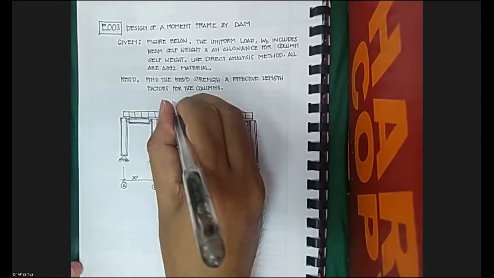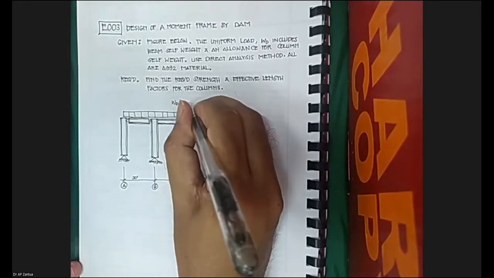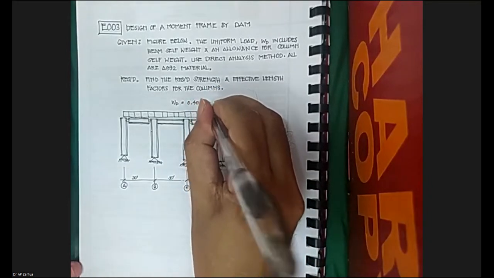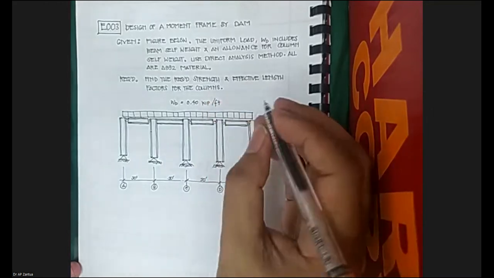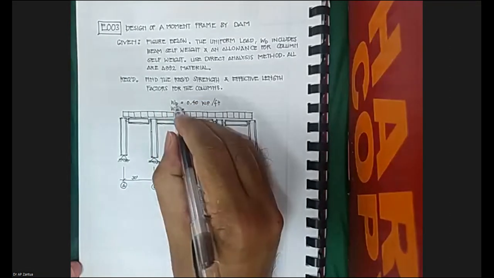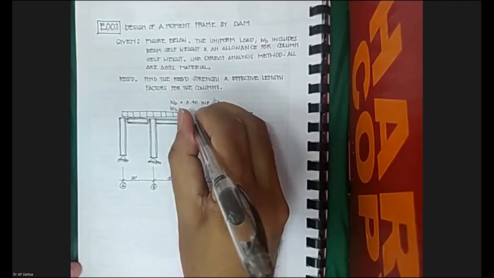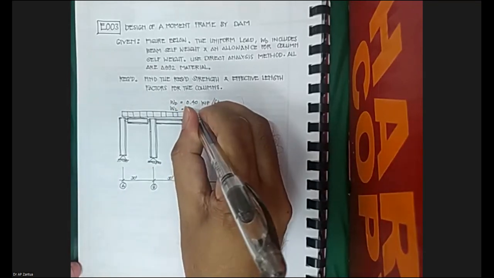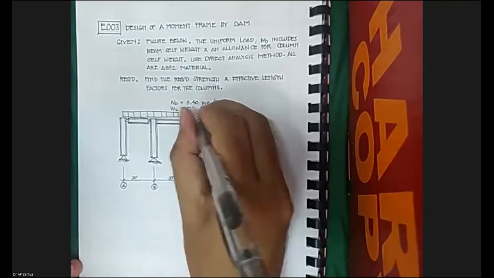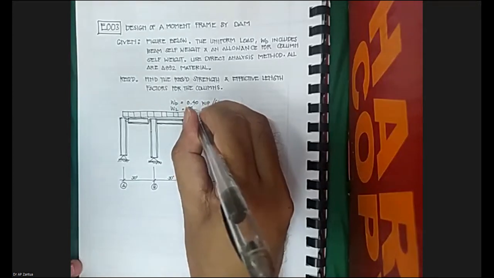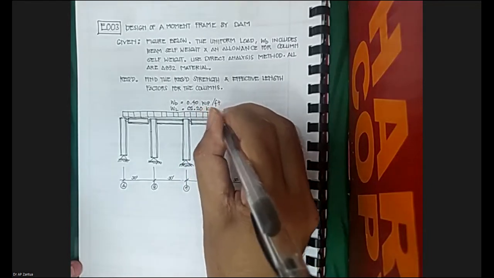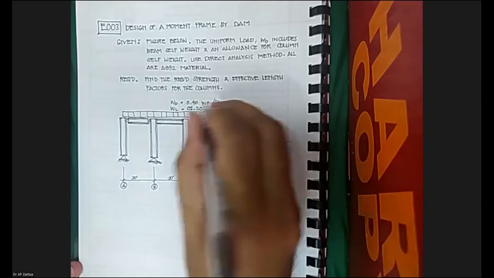Wherein we have WD is 0.4 kip per foot. And also WL, meaning this is WD dead load, and live load. So W means uniform. Sorry, this is 1.2, so this is wrong. This is actually 1.2 kip per foot. So this is 1.2.